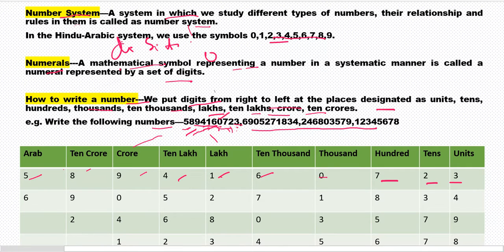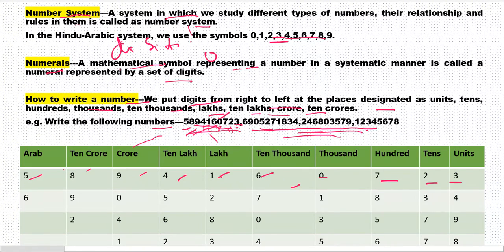Similarly, the second number, the third one and the last number can be represented in tabular form. You can consider this easily from the table. I hope you have understood this table, how we write the numbers from right to left.